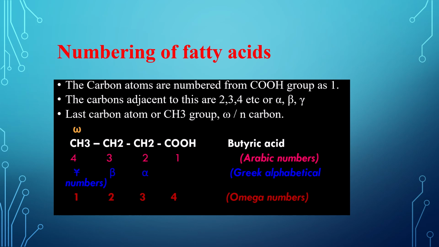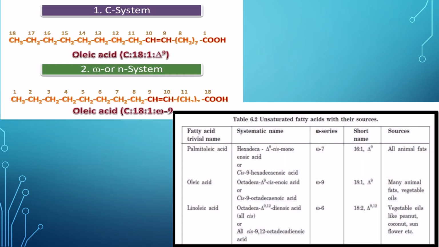The numbering is done in two ways. For the non-omega system, we do the naming as in IUPAC. Number 1 is given to the carboxylic end, the carboxylic carbon, then 2, 3, 4, and so on. While in the omega system, it just reverses. The terminal carbon which is away from the carboxylic acid group is given the number 1, then 2, 3, 4, etc. So let's see in detail the C system and the omega system for naming unsaturated fatty acids.